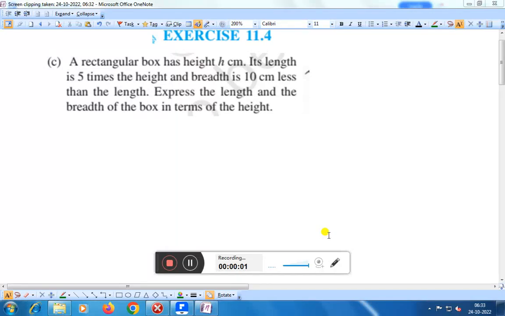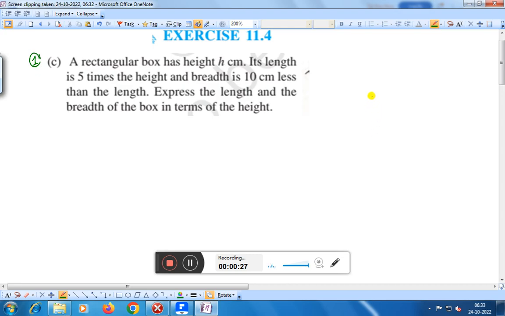Hello everyone. Today we shall discuss exercise 11.4 question number 1C. This is question number 1C. A rectangular box has height h centimeter. Its length is 5 times the height and breadth is 10 centimeter less than the length. Express the length and the breadth of the box in terms of height.